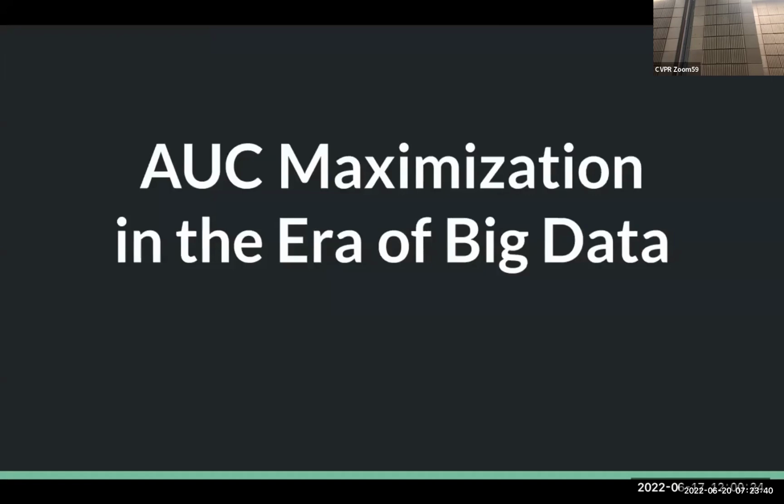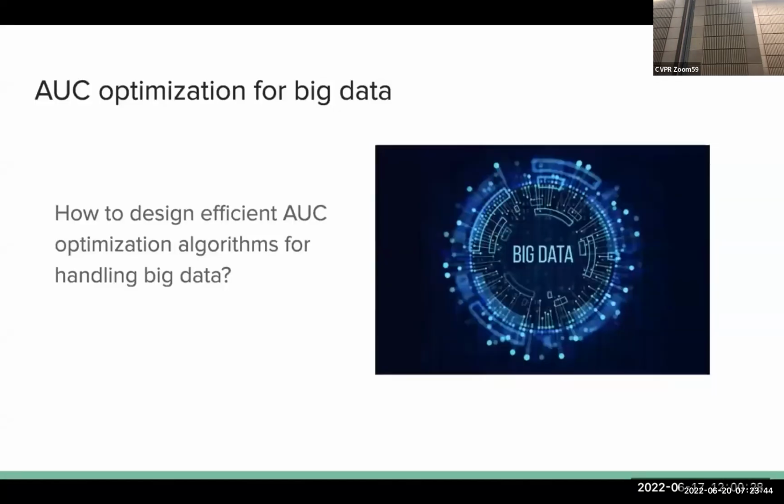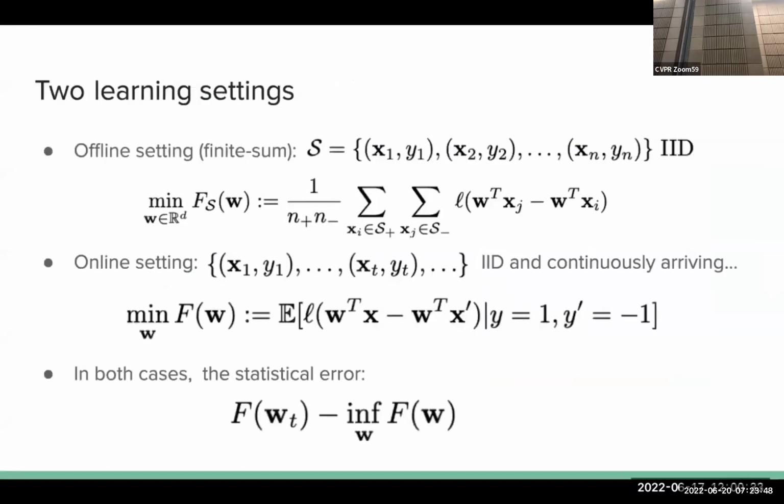Okay, so let me move to the second part. We want to design efficient optimization algorithms to handle big data. So in this part, I'm going to review the methods in terms of two settings. One is offline learning setting. In this setting, n data points are given, and we focus on the minimization of the empirical risk for AUC maximization.